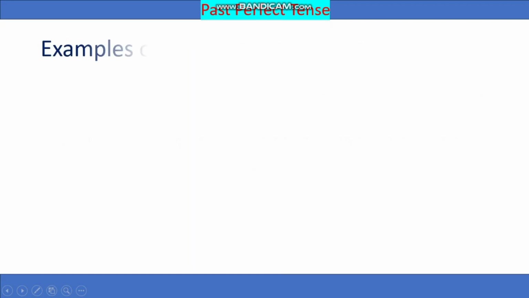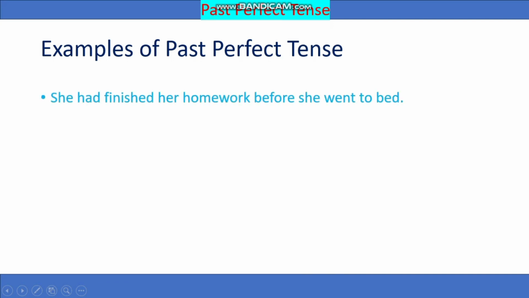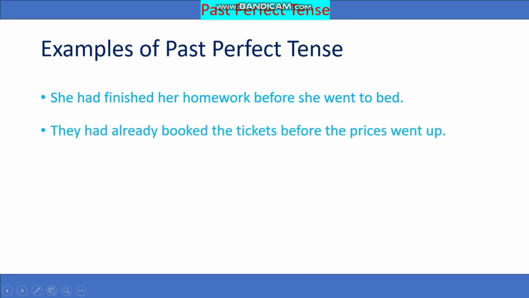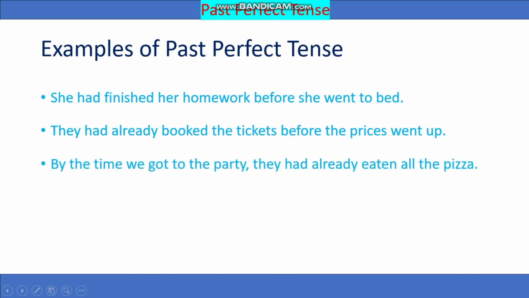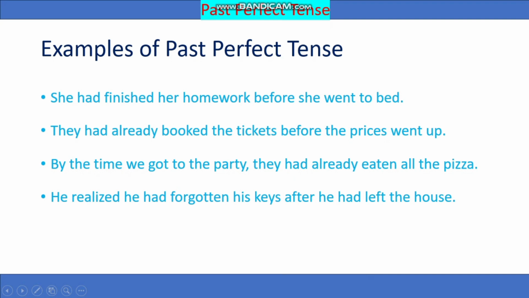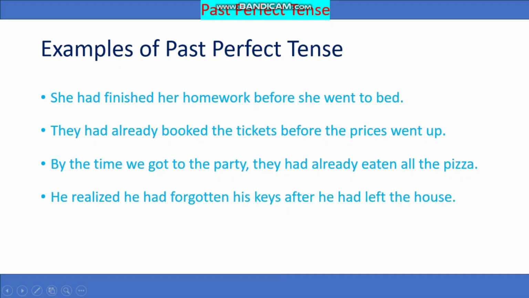This is another example. Examples of past perfect tense. She had finished her work before she went to bed. They had already booked the tickets before the prices went up. By the time we got to the party, they had already eaten all the pizza. Nice example. He realized he had forgotten his keys after he had left the house. So I hope that you understood this thing. A lot of examples in these four sentences.